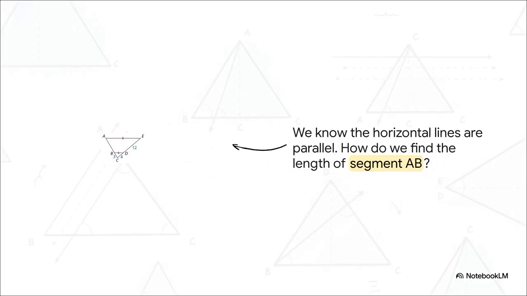All right, check this out. We've got a triangle, and it's been cut by a line segment. See those little arrows? They tell us the horizontal lines are parallel. We've got 3 of the lengths, but we're missing that top left piece, segment AB. So let's call its length X. How in the world are we supposed to figure that out?